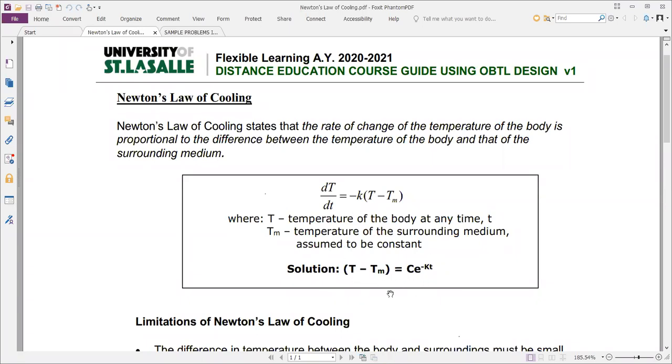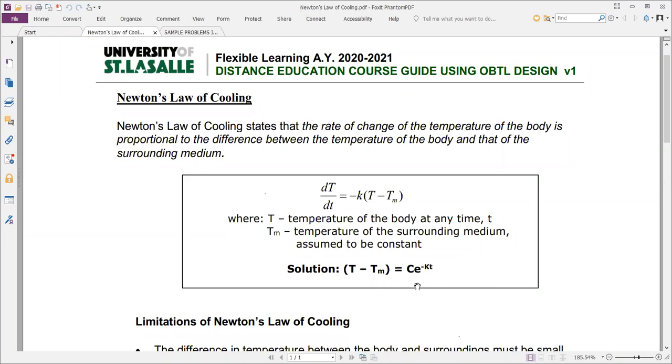The formula tells you that the difference between the temperature of the body at any particular time and the surrounding medium is equal to the product of a constant C and the exponential function, which accounts for the time of cooling and the cooling rate constant. So this capital C and this cooling rate constant K will be determined based on the conditions that are stated in the problem.